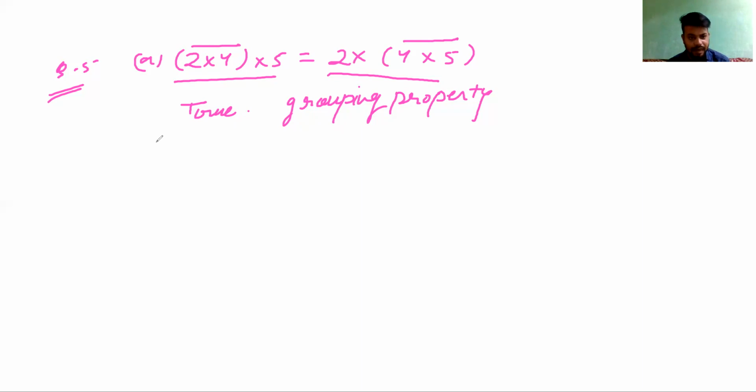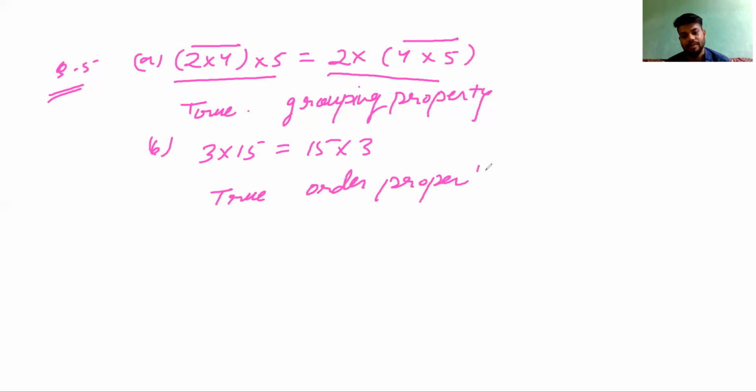Okay, the B part is 3 into 15 is equal to 15 into 3. So this property is called order property. This is also true. Why order property? Because we are changing the order of the numbers. First I have written 3, then 15, and on the right hand side I have written 15 first and then 3. So I have changed the order. That is why this property is called order property.